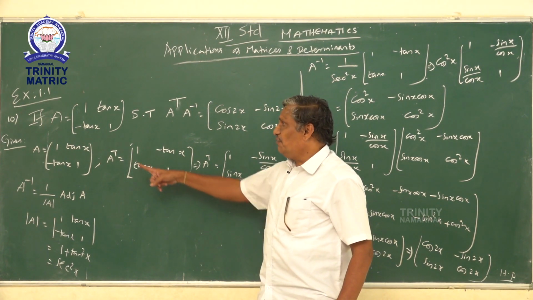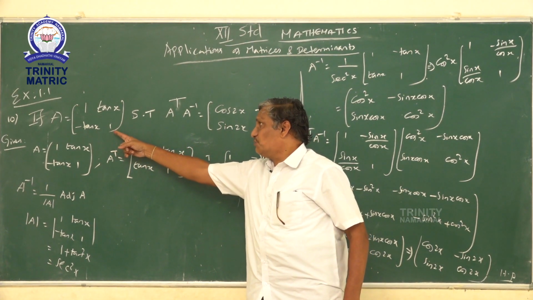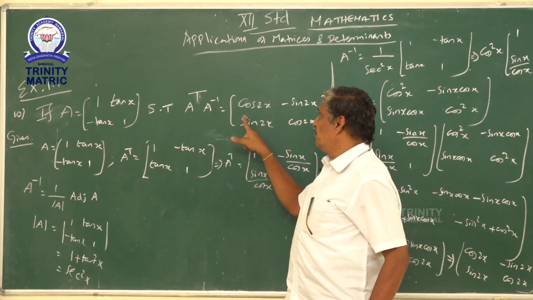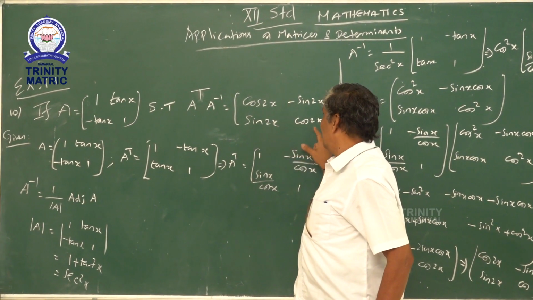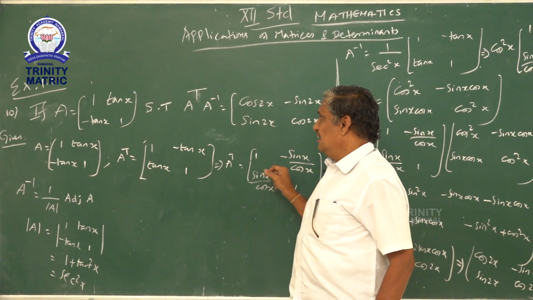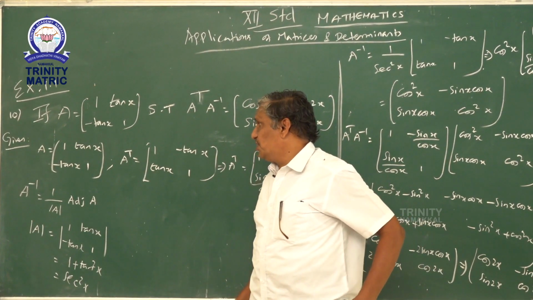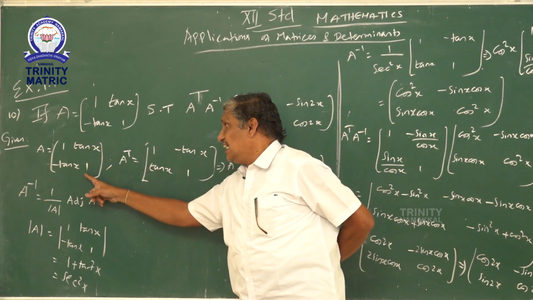What is the 10th sum? The given matrix is A equal to 1 tan x, minus tan x 1. Show that A transpose into A inverse is equal to cos 2x, minus sin 2x, sin 2x, cos 2x. What is the given matrix here? How will we find the solution now? A is 1 tan x, minus tan x 1.